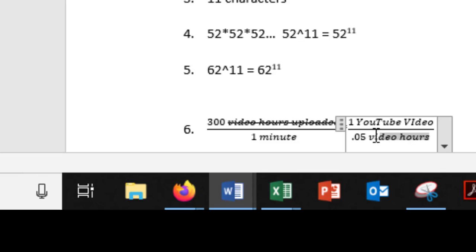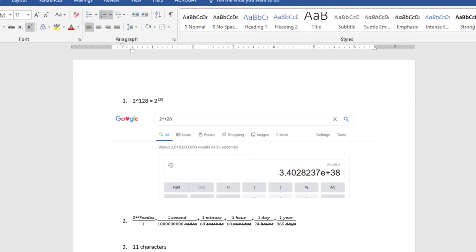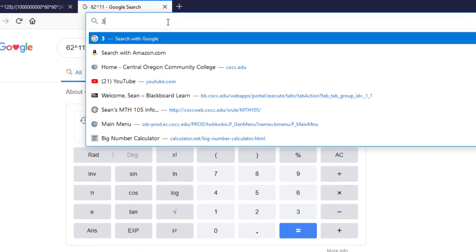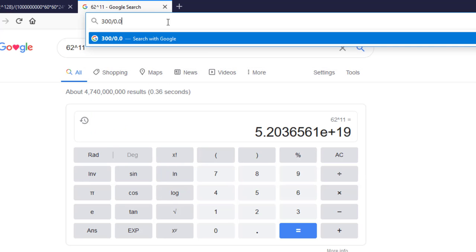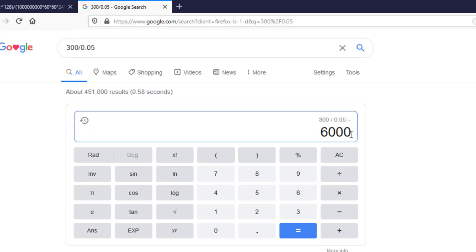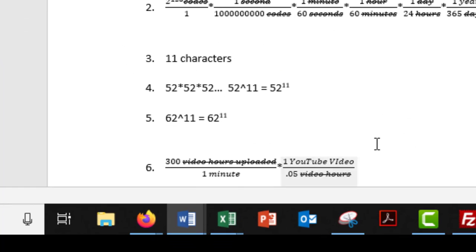And then if you do this math, 300 divided by 0.05, you now know how many YouTube videos get uploaded every minute. So we'll just do that. 300 divided by 0.05. Oops, I don't know if I have the decimal point right. So that means about 6,000 YouTube videos are being uploaded every minute.